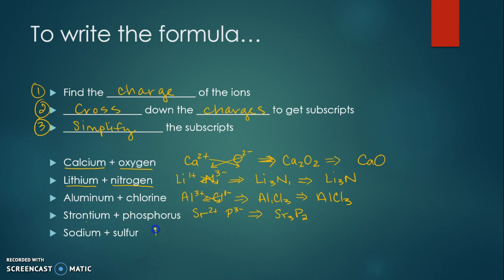And then the last one, sodium, Na, is in group 1, has a +1 charge, and sulfur is under oxygen. It has a -2 charge. We cross those down, we end up with Na2S1, drop the 1, so Na2S. Not too bad, I hope. We'll practice more when you get into class.